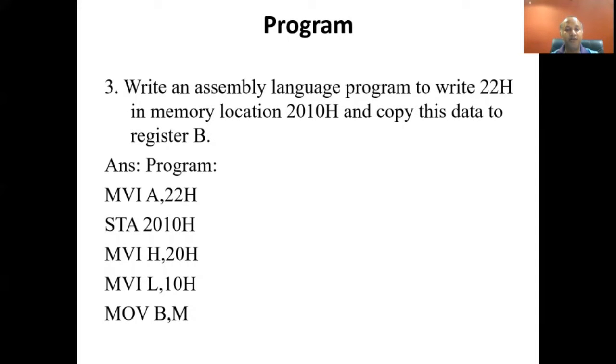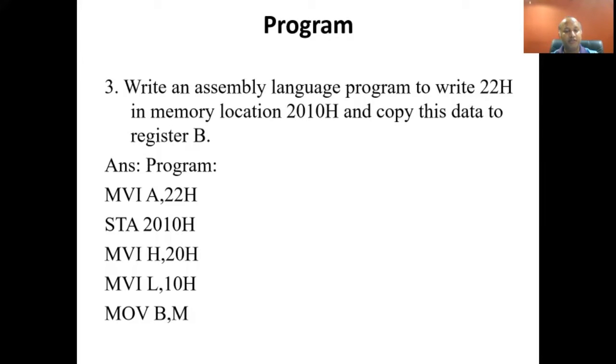Next program is write an assembly language program to write 22H in memory location 2010H and copy this data to register B. Program: MVI A, 22H, STA 2010H, MVI H, 20H, MVI L, 10H, MOV B, M.